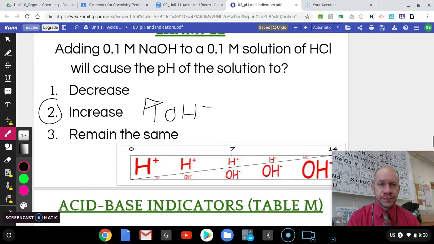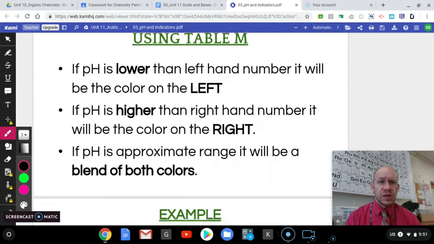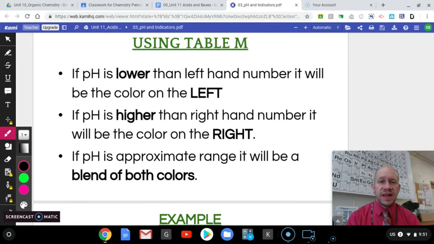So acid and base indicators are on Table M, so get out your reference table so you can look at it. An indicator is a substance that changes color as a result of a pH change. These are used to determine if a solution is acidic or basic, or to narrow down the pH range of solutions. So using Table M, if the pH is lower than the left-hand number, it will be the color on the left. If the pH is higher than the right-hand number, it will be the color on the right. If it's in between the two numbers, it will be a blend of both colors.